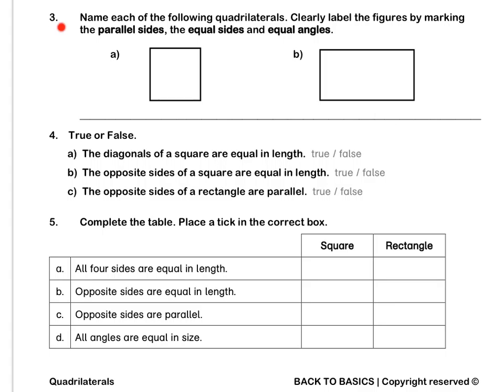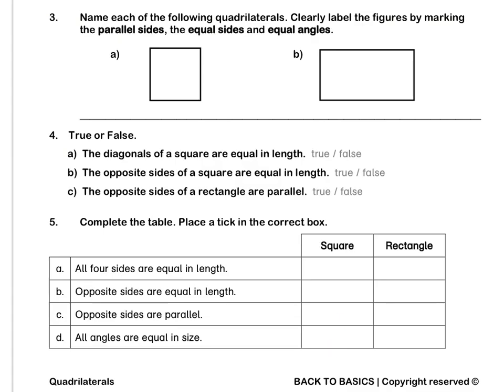Question 3. Name each of the following quadrilaterals. Clearly label the figures by marking the parallel sides, the equal sides, and equal angles. Pause this video to complete question 3 and question 4 by yourself. Question 5. Complete the table. Place a tick in the correct box.